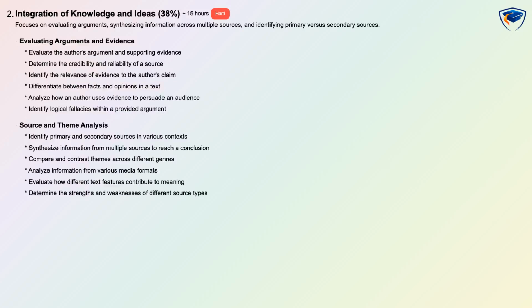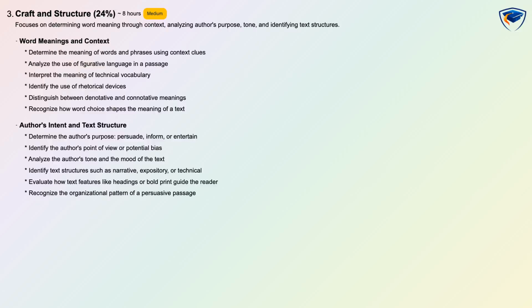You will practice synthesizing information from multiple sources to reach a reasoned conclusion, identifying primary and secondary sources in varied contexts, comparing themes across genres and media, and judging how different text features and source types strengthen or weaken an overall argument. Craft and structure is weighted at 24%, is rated medium difficulty, and has an estimated learning time of 8 hours with conceptual and scenario-based assessment items.